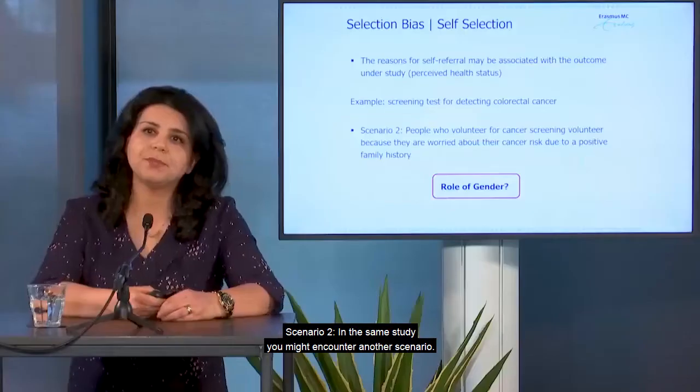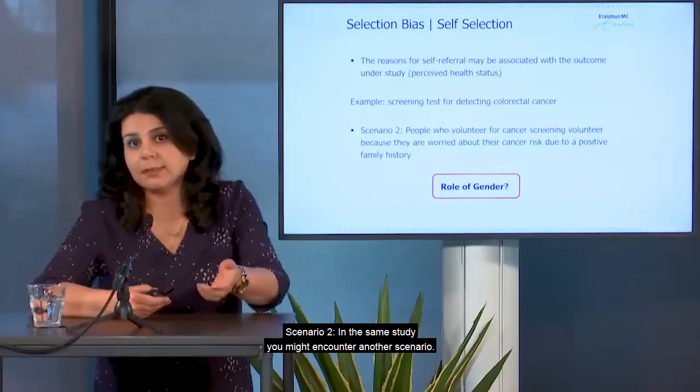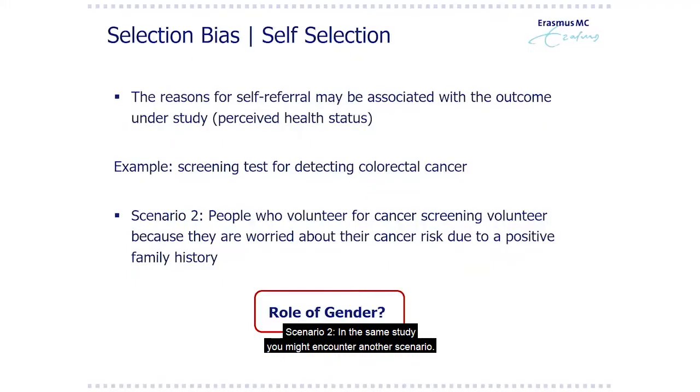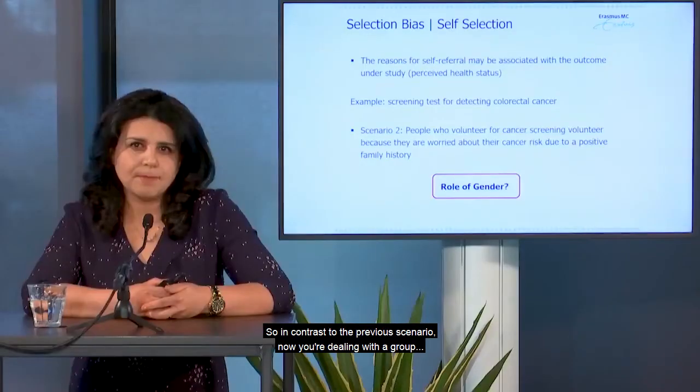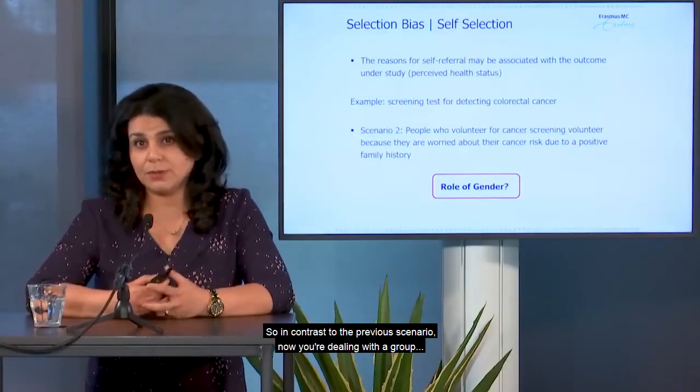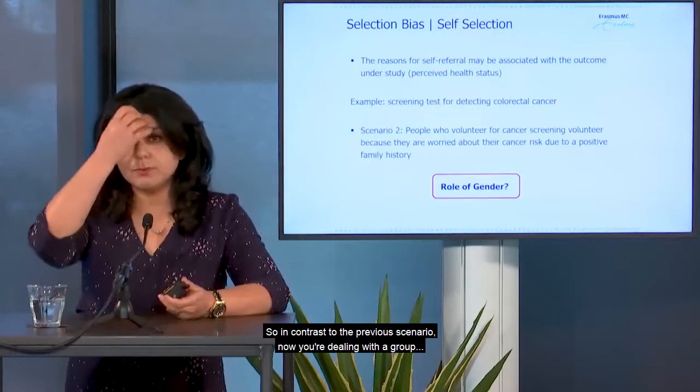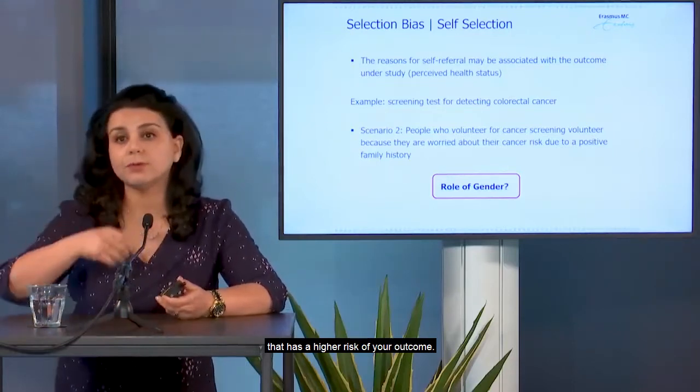Scenario 2. In the same study, you might encounter another scenario. When people who volunteer for cancer screening in your study do it because they're at increased risk for colorectal cancer, they know they have a positive family history. So in contrast to the previous scenario, now you're dealing with a group that has a higher risk of your outcome.